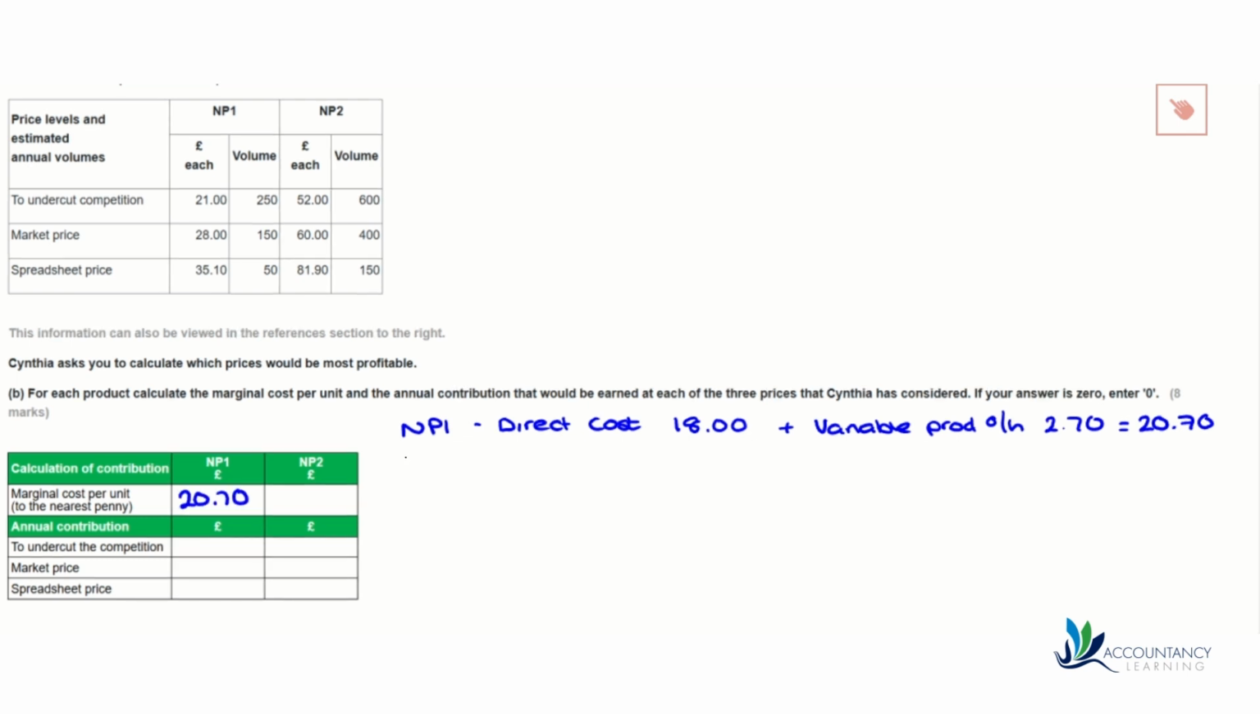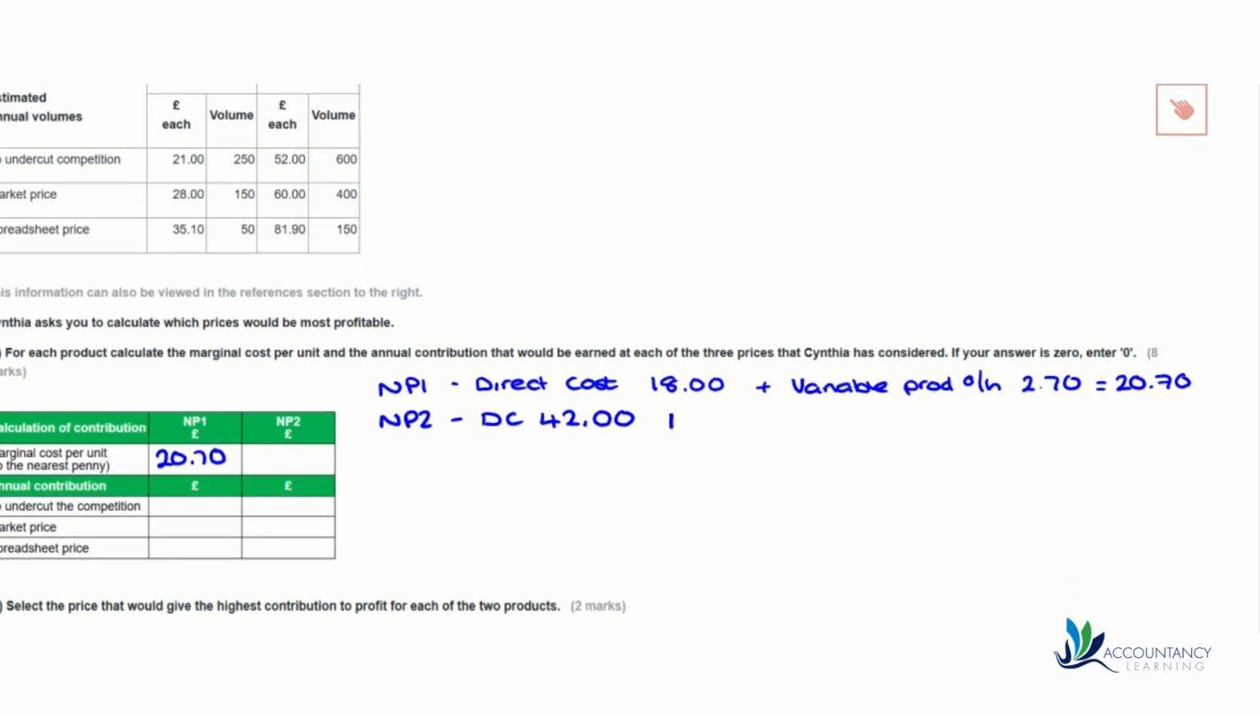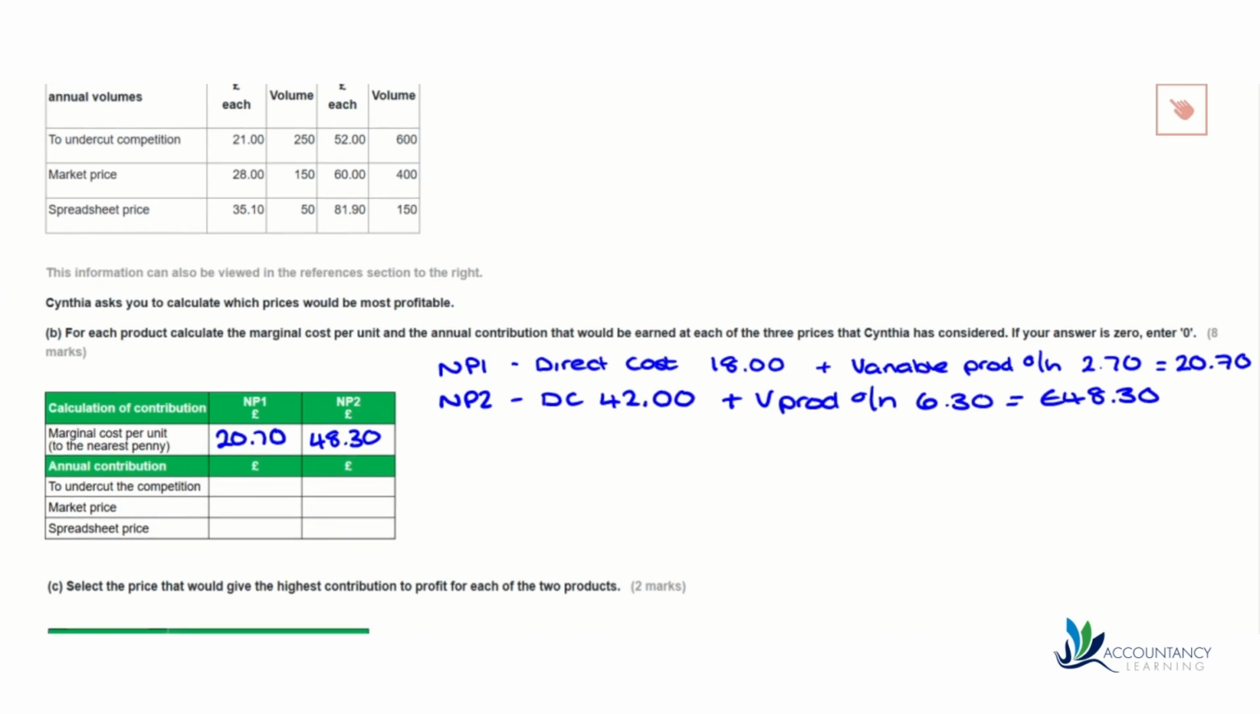We're going to do the same for NP2. Okay, so we've got the direct cost, which was £42, just confirming that up here. And the variable element is £6.30, which gives us a total of £48.30.